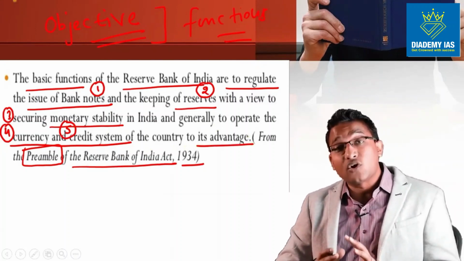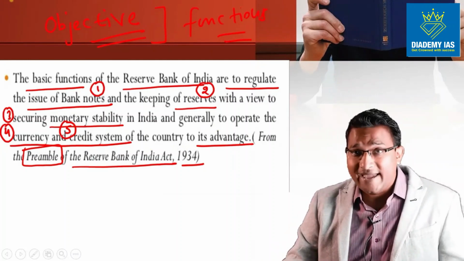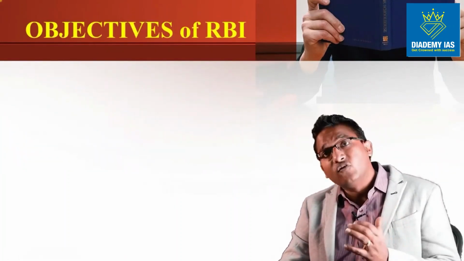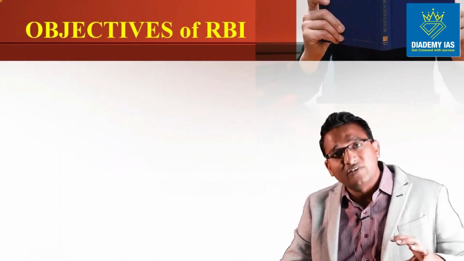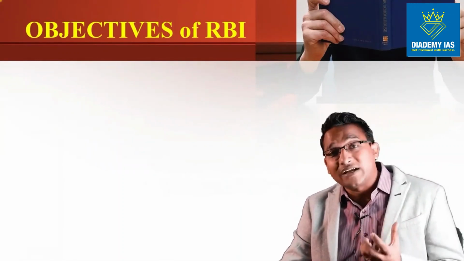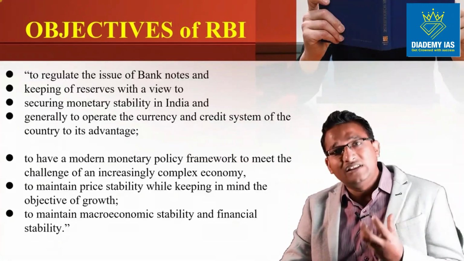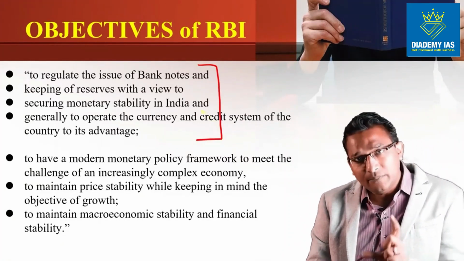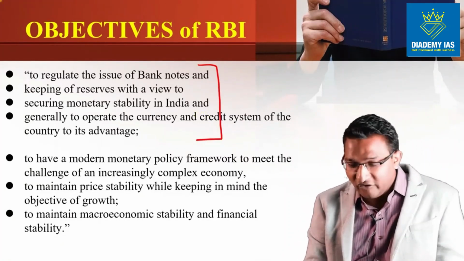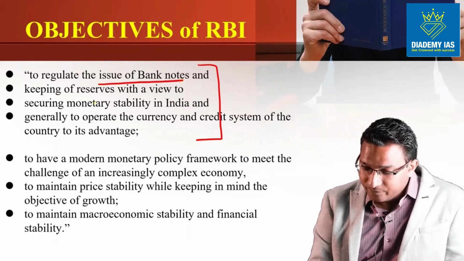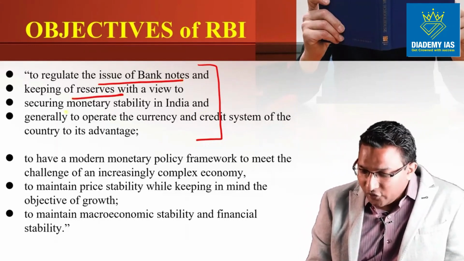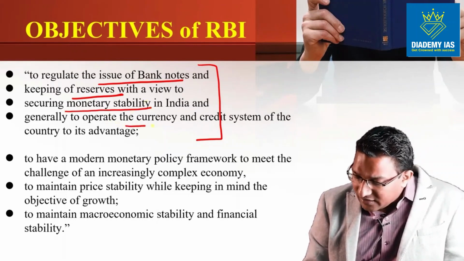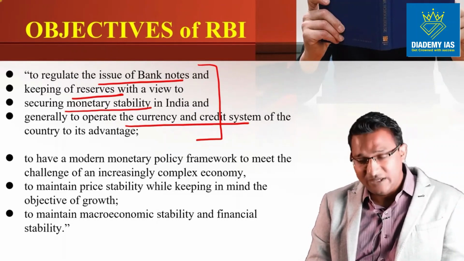So from this we can draw the major objectives of the RBI Act. So these are the major objectives. Apart from that, from time to time and at different places of the RBI Act, we can find more objectives of the RBI. So in totality, these are the objectives. This first paragraph we have already studied in the previous slide, where issue of banknotes, keeping of reserves, securing monetary stability, and operating the currency and credit system are the main points.